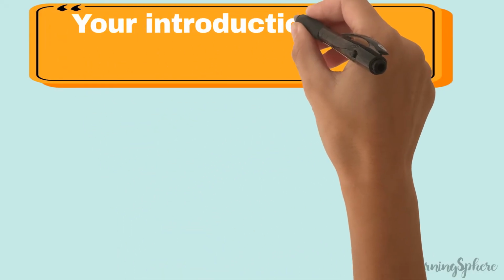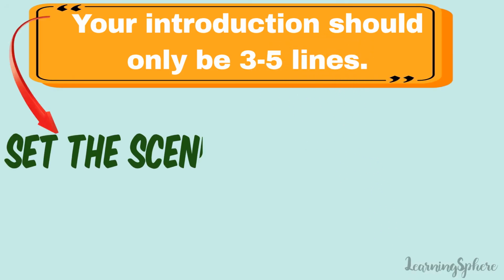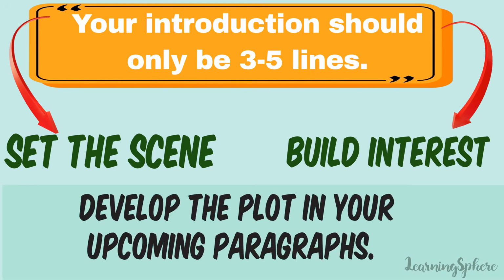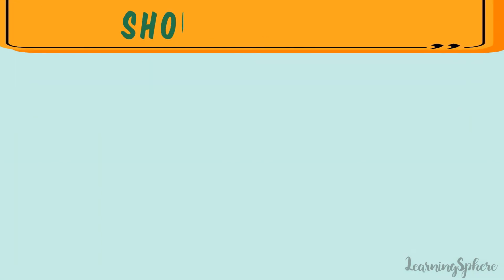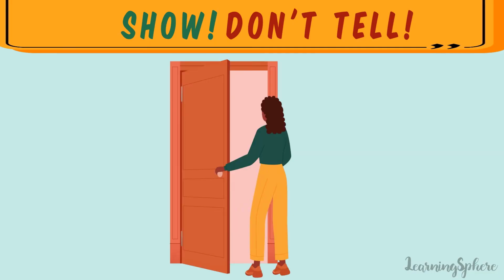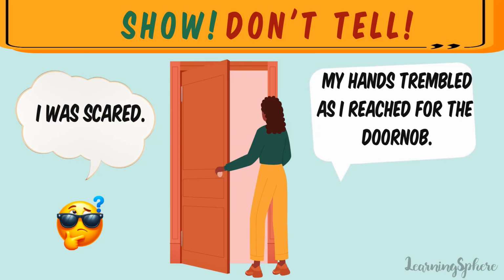Your introduction should only be 3 to 5 lines. That's enough to set the scene and build interest, but not too long, because you need to leave room for the action to unfold in your upcoming paragraphs. And remember, show, don't tell. So instead of saying, I was scared, write something like, my hands trembled as I reached for the doorknob. That way, the reader feels what you feel.